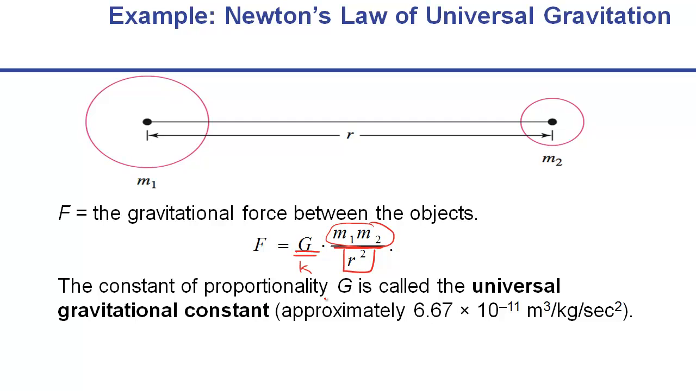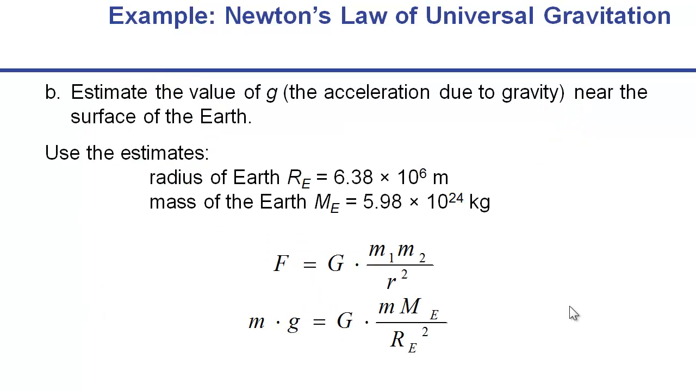Now g, this universal gravitational constant, we know is this big long thing. It's a very convoluted number, right, with this meters cubed per kilograms per second squared. Don't worry about it so much, just pay attention to the next slide. Okay, if we want to estimate the value of little g, the acceleration due to gravity. Remember, big G is this constant. Little g changes depending on the size of the two objects and the distance between them.